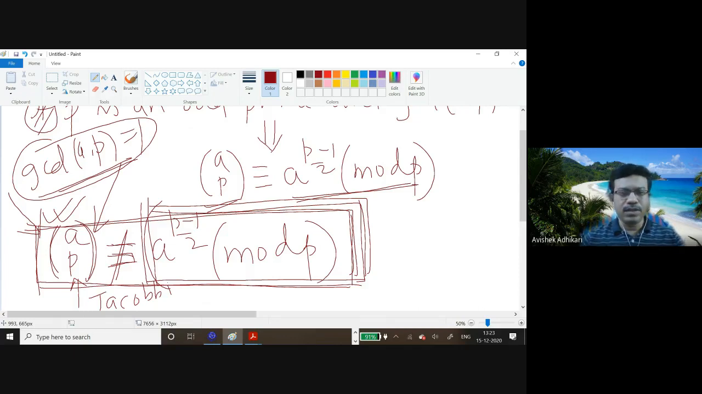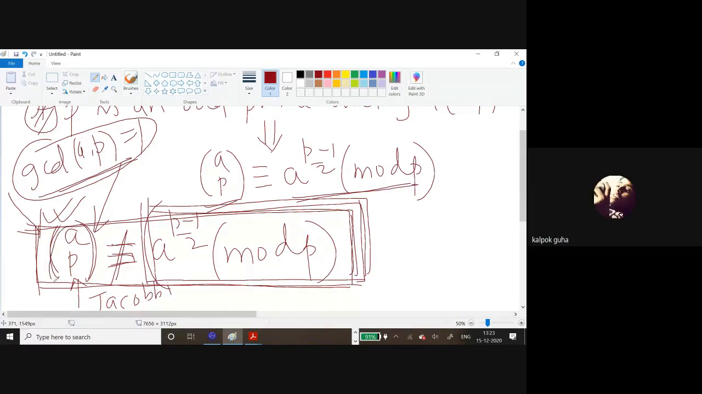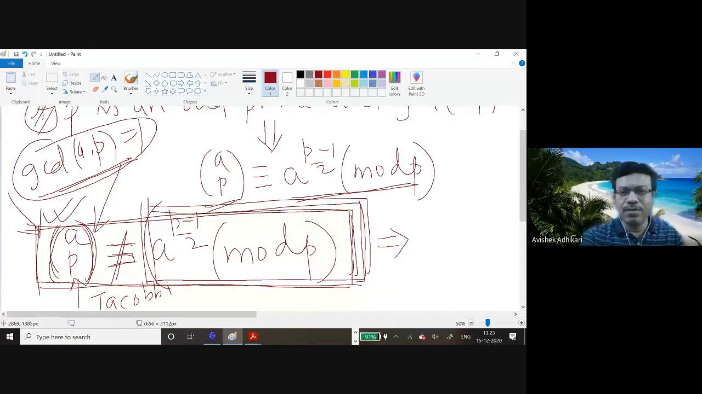Is the question clear? So you have already calculated, and I can say that P is composite, yes. Because if P is prime, then we can have this by using the symbol. So that will imply P is composite.